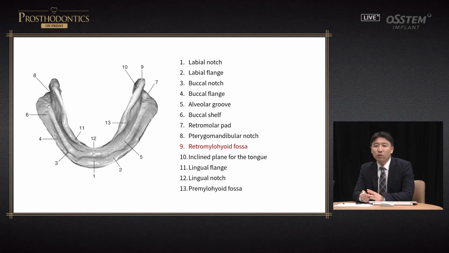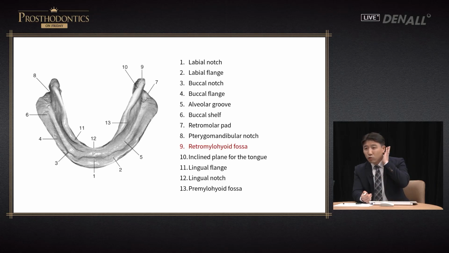Everything is important in the lower. It's very difficult to get a seal. We need to do everything perfectly. More important than anything else, you need to get good results on the lingual side. It's very difficult to do. I've highlighted number 9. It's the retromylohyoid fossa.